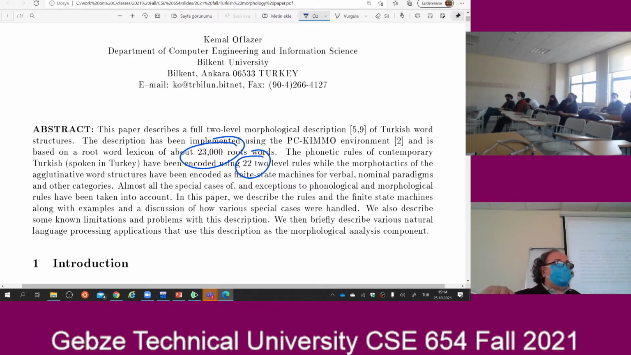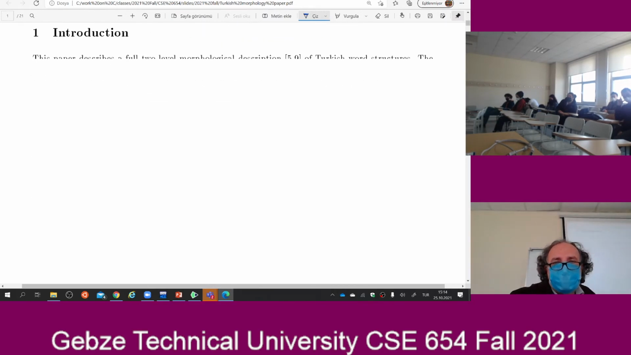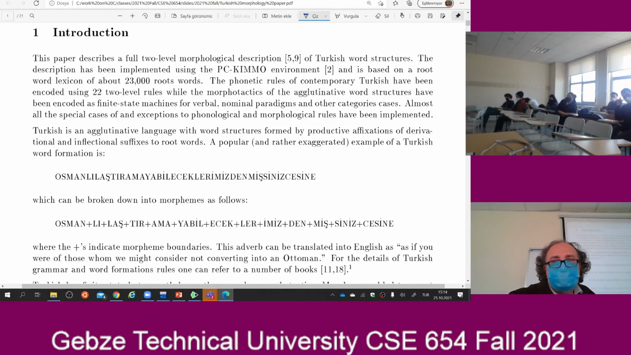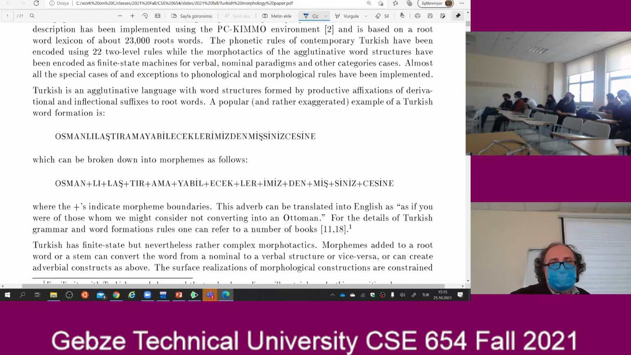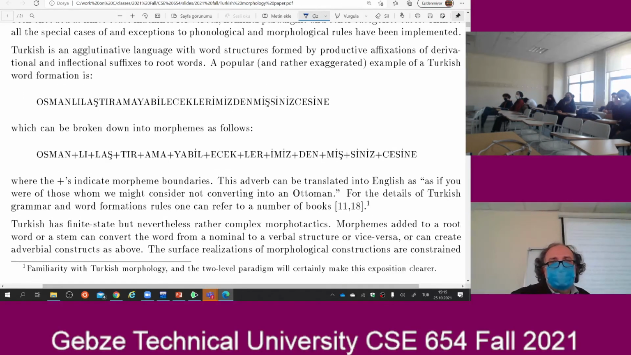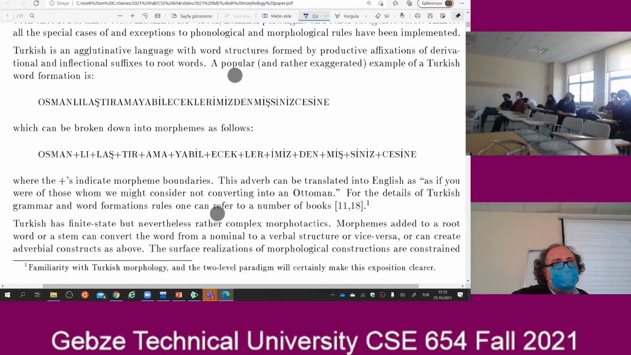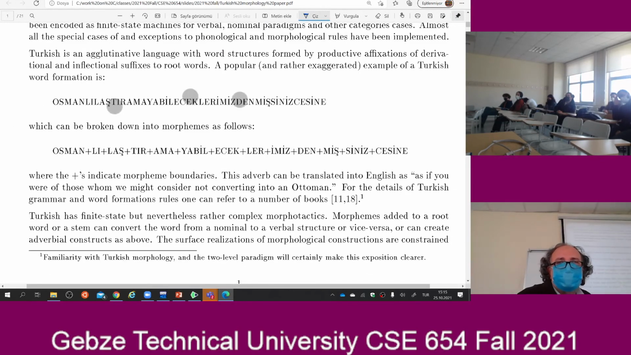Some of them will make lots of sense. All of them make lots of sense, but for some of them you would think, I never thought of that, etc. Of course, this is written for the whole literature, for the whole world. So just to motivate, this is just one extreme example. One popular and rather exaggerated. Nobody is using these kinds of words in Turkish actually.